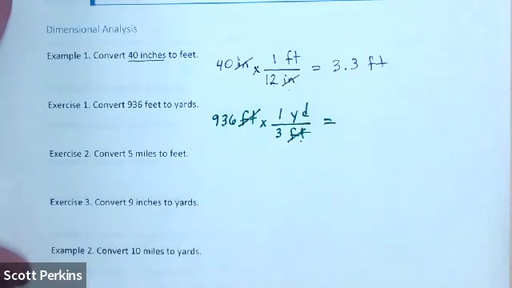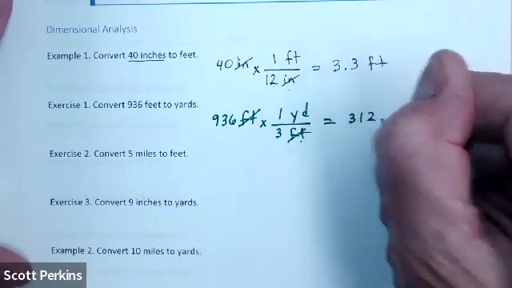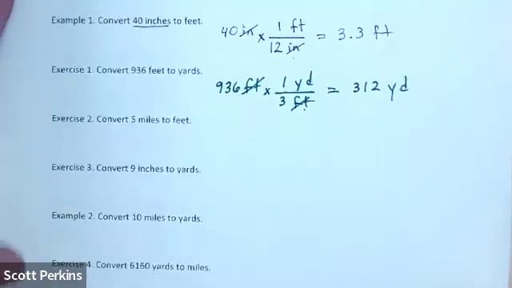What operation am I going to do? I'm going to divide. I got 1 in the top, 1 in the bottom. That's a division. So that is going to turn out to be 312 yards. Anybody got a question or an issue that we have to investigate? If you're feeling all right, do exercise 2. If you're not feeling all right, let's talk.